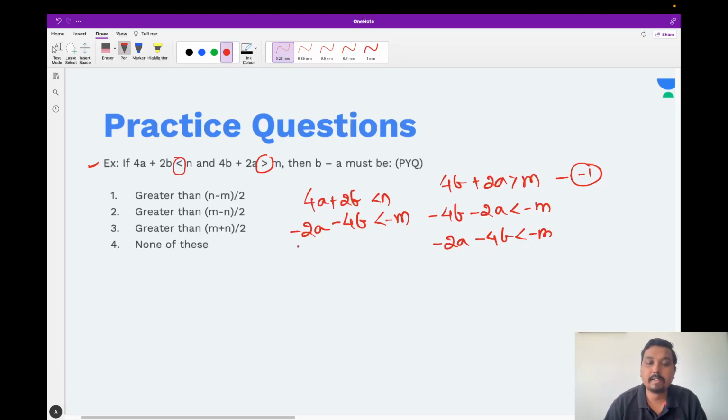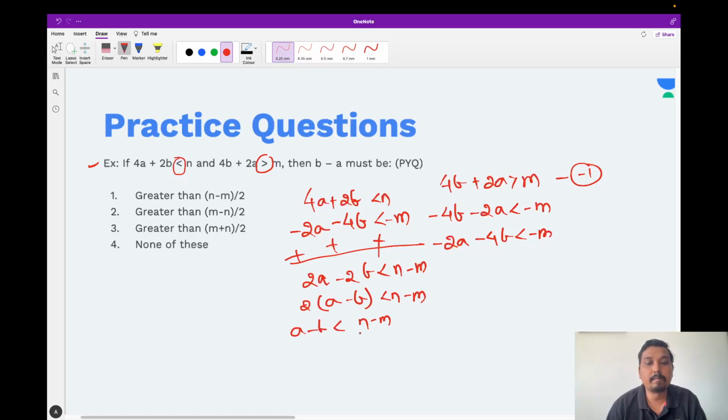I need b minus a. So what I need to do here is I can just add it. So I will get here 2a minus 2b less than n minus m, but I need b minus a. So I'll take 2 as common. Let me put here a minus b less than n minus m by 2.